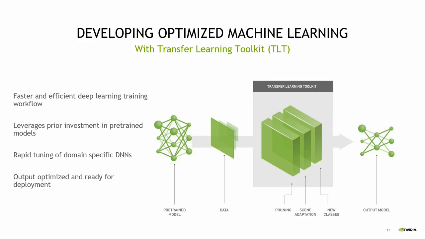So if you're looking for a very fast way to deploy a model and get it up and running quickly, if you have a lot of data and you haven't got the time to develop your own model from the ground up, this is a great way to go. You take a pre-trained model from us or from another source, you use your data, our toolkit will help you get there and get you an output model.